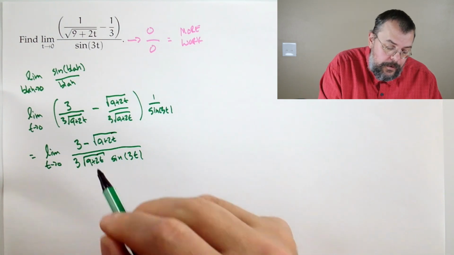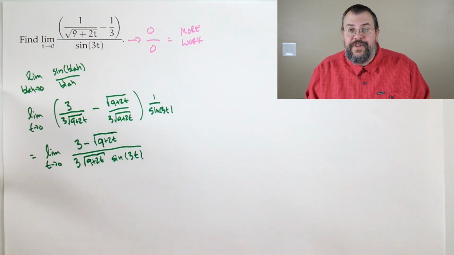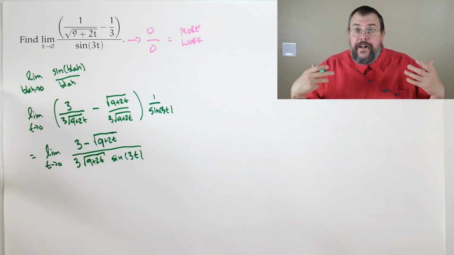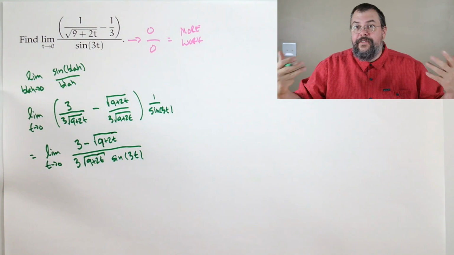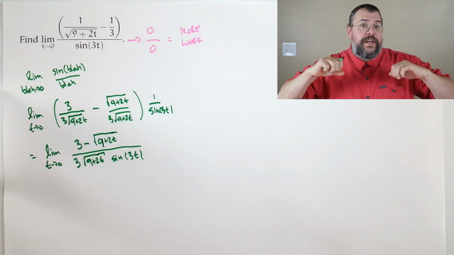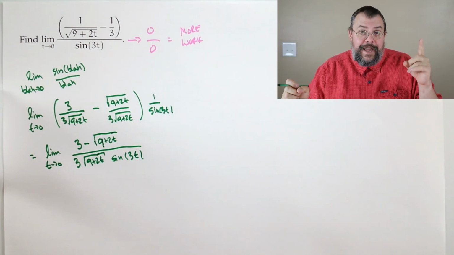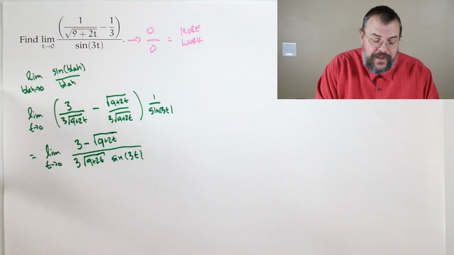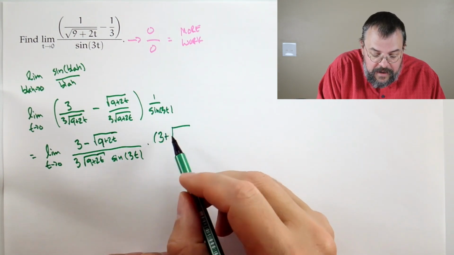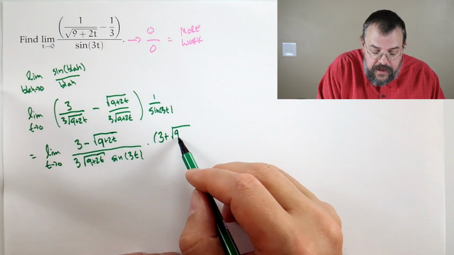Now we need to do something with this 3 minus square root of 9 plus 2t. There's a square root, and it's also something involving a 0, because we have a 0 upstairs. We want to get rid of our square root so we can somehow tackle getting rid of that 0. That's when we pull out our conjugate tool. So we're going to multiply both the top and the bottom by the conjugate. By conjugate, we mean flip the sign. So 3 plus square root of 9 plus 2t.